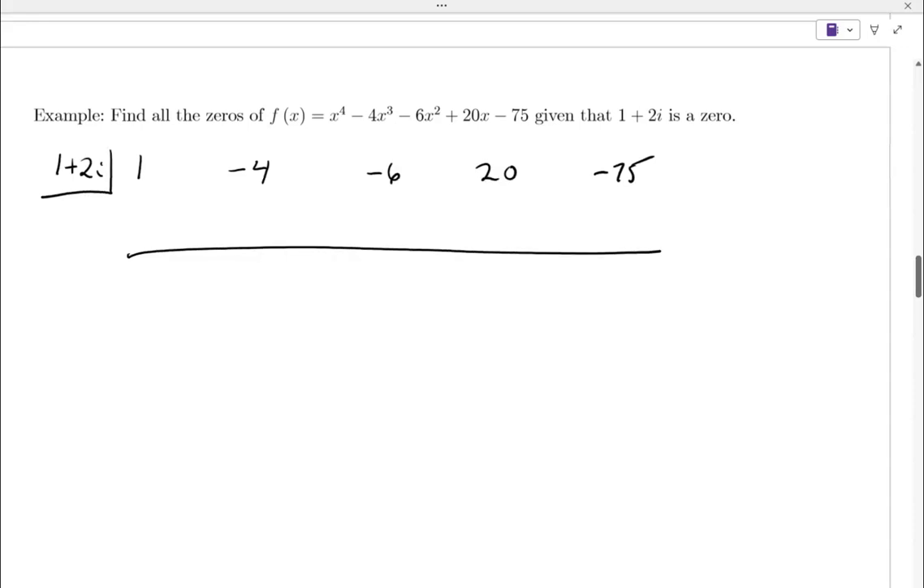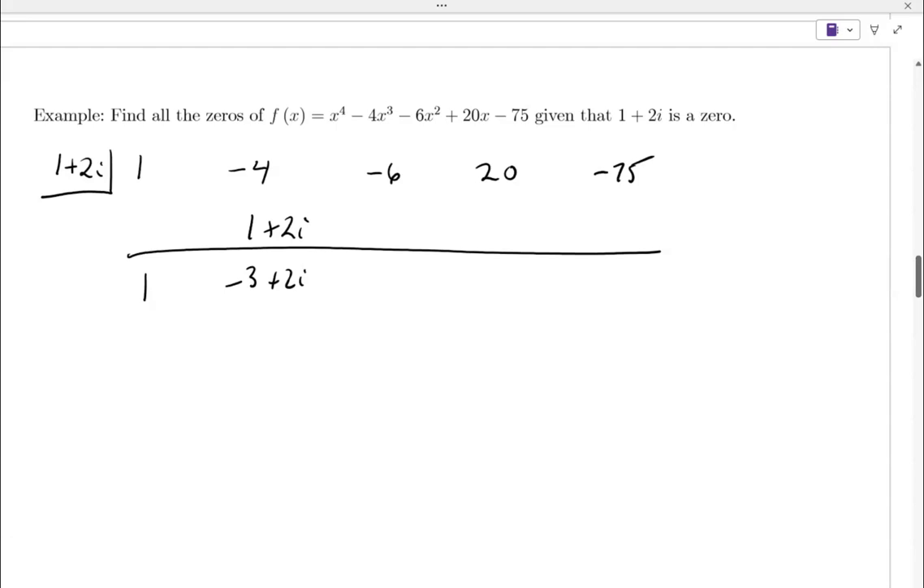First step, we bring down the 1. Next thing we do is multiply. And then what do we do? Add down. What do we get? Negative 3 plus 2i, right? Now we're going to need to do a little bit of arithmetic.